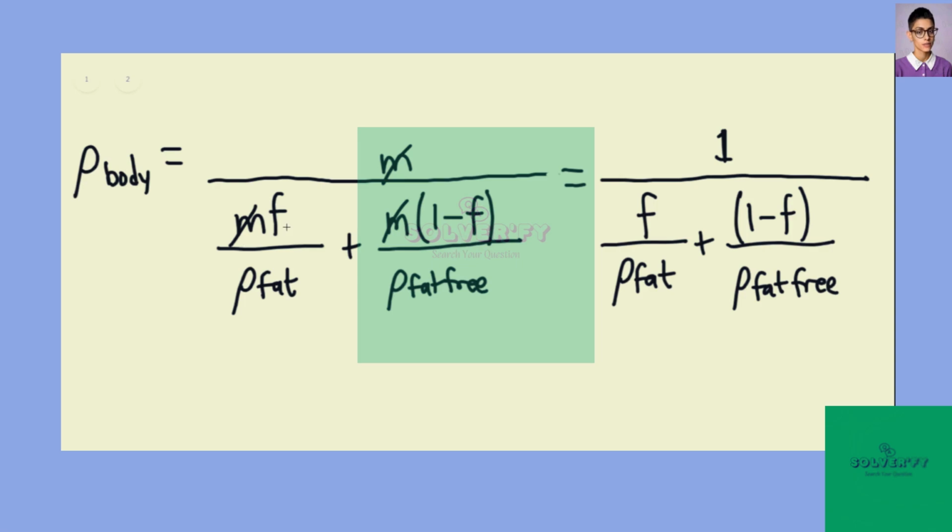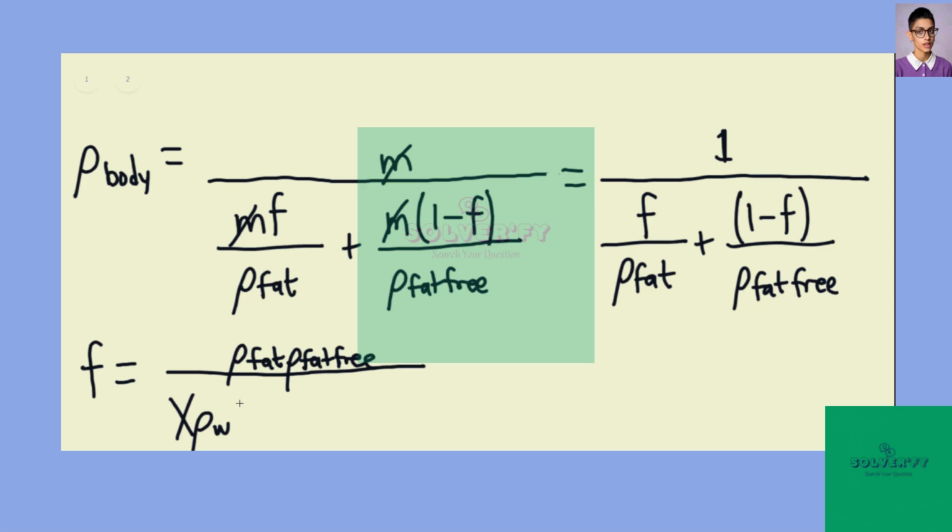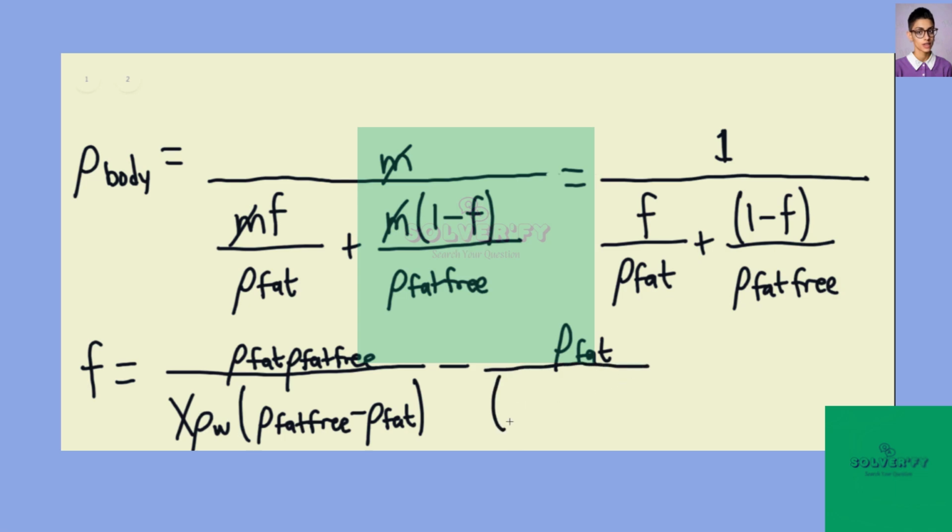And so we can then say that the fat fraction, solving for the fat fraction f, is going to be equaling the density of fat times the density of fat-free, divided by x, the entire body's density, times the density of water, multiplied by the density of fat-free minus the density of fat. This would be minus also the density of fat divided by the density of fat-free minus the density of fat. And so we can then further solve for f.